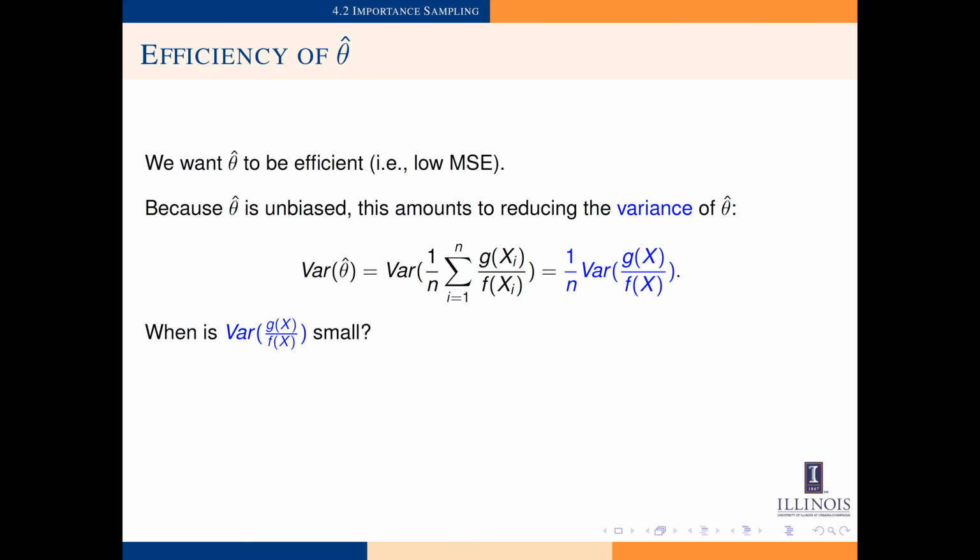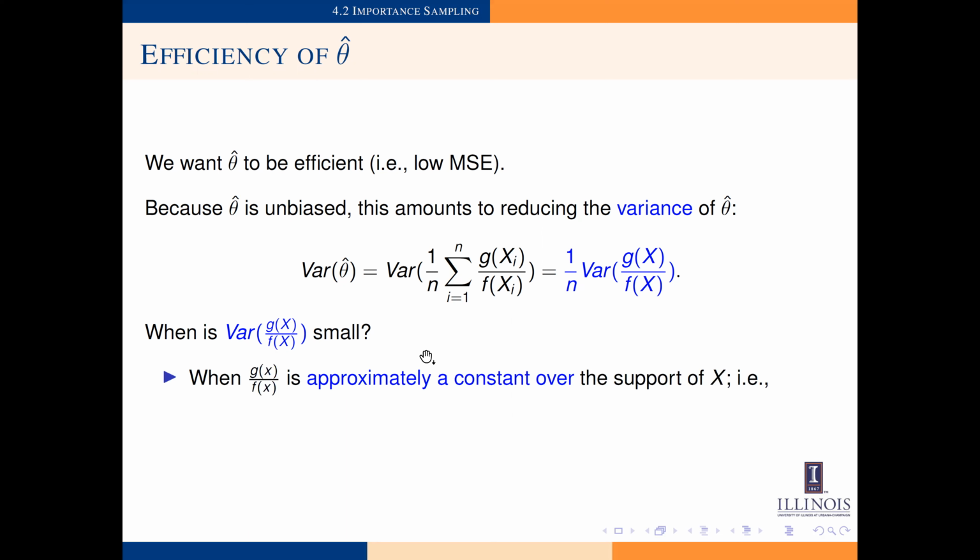Because theta hat is unbiased, choosing a theta hat with low MSE amounts to reducing the variance of theta hat. The variance of theta hat is given by the variance of 1 over n times the sum of all the g of xi divided by f of xi's. And you can show that this is equal to 1 over n times the variance of g of x divided by f of x. So when is the variance of g of x divided by f of x small?